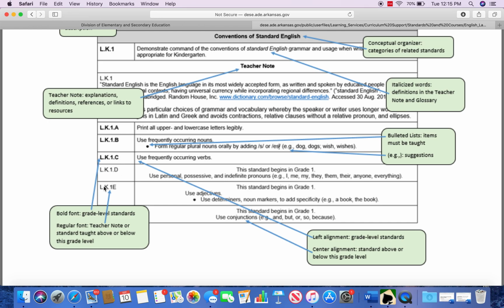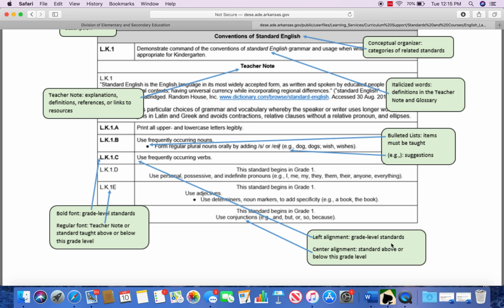If it's regular font, it's going back to a notation to the teacher, kind of giving a little extra information for the teacher. This standard begins in grade 1 and must be continued and taught at this grade level. Yes, 6th grade level. So this indicates to us that this standard was introduced in grade 1 and it just keeps getting deeper and deeper and deeper as they move through the grade levels.